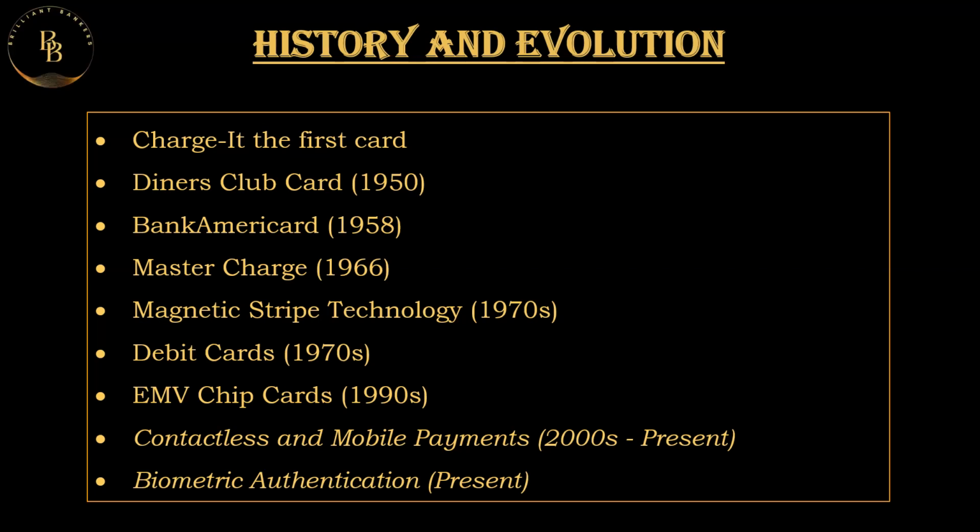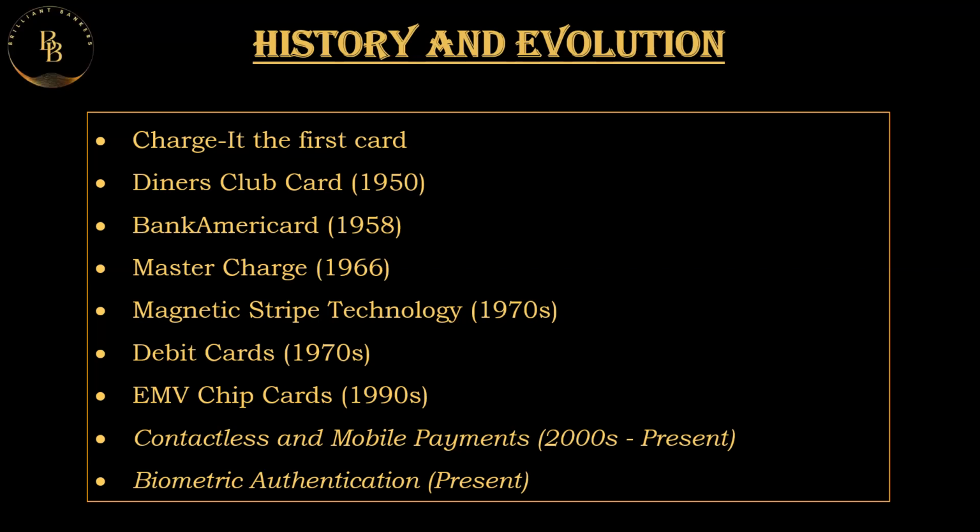That also came into evolution in the same period. EMV chip cards. EMV chips. This was started. What is an EMV? It is Europay, Master, and Visa. This is the full form, or the abbreviation, of EMV: Europay, Master, and Visa.